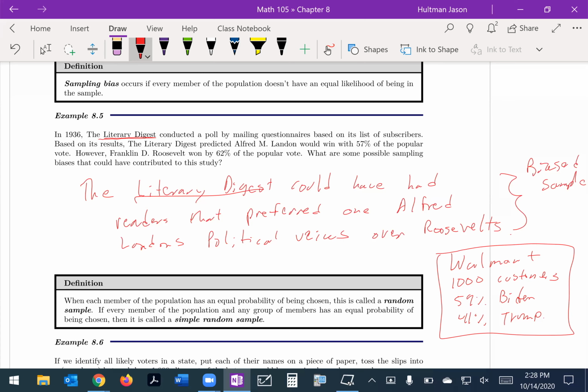You're not including another chunk of the population because most people who buy at Walmart are either working class or middle class. So you're missing the top 10% of America. Was that Edsel? Yes. Edsel, you're so smart.